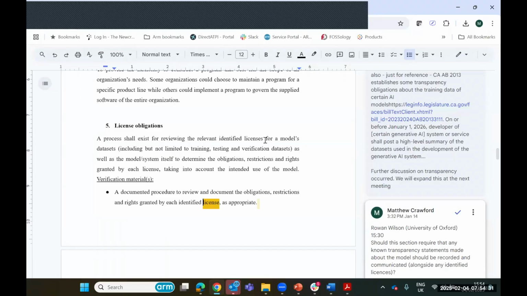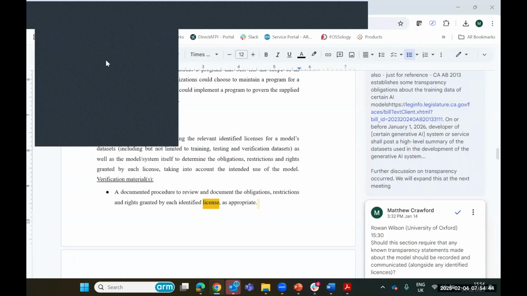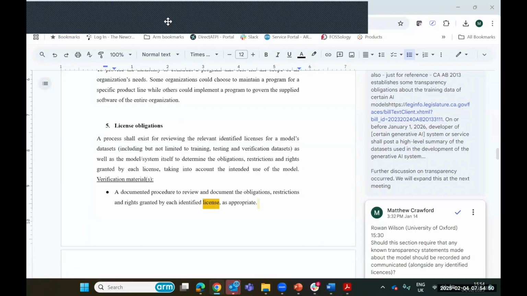Is this going to the BOM element? It's almost like a transfer of things that were disclosed in the model's ingestion as part of the AI BOM. Is that what's being stated? Fortunately, Rowan's not here.